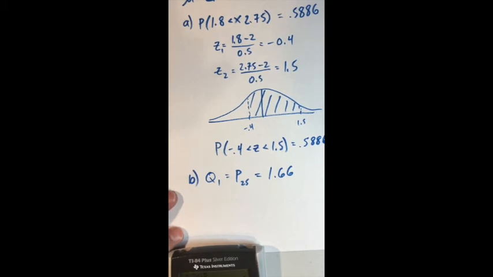The other way to go about doing this would be to look in the table, and looking in the main body where all the numbers are, you want to try to get as close as you can to 0.25. So I'll go back to the browser, and we'll see if we can find that value in the table and see how close we get to 1.66.